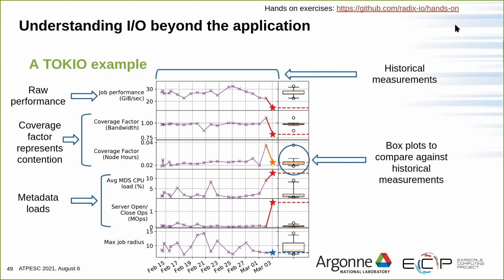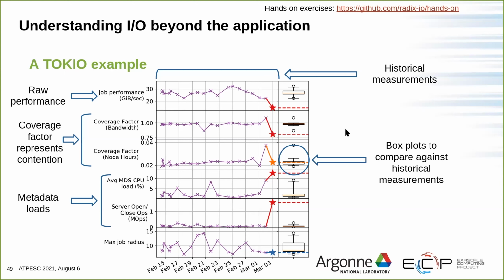The coverage factors are metrics that represent how much contention an application is causing. It's comparing how much I/O was issued by this particular application versus how much was issued globally for the entire system. If you had a coverage factor of 1, that would mean you represent all of the global system traffic. And as you get lower and lower, it means the contention is higher and higher.